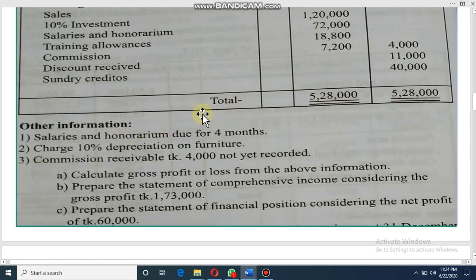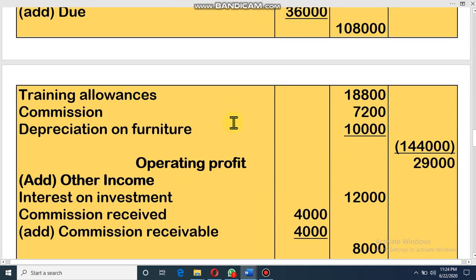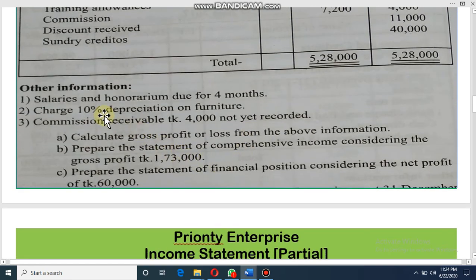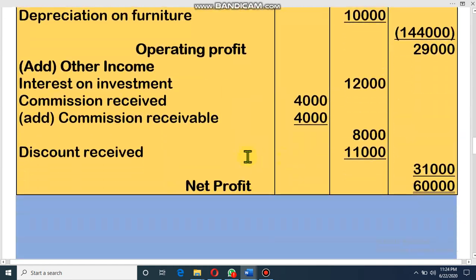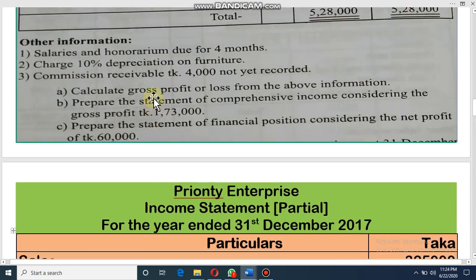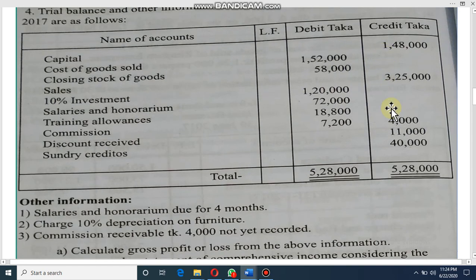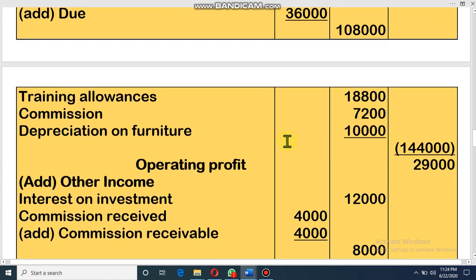Then 10% of 1 lakh equals 10,000. So this 10,000 is depreciation of furniture. Maybe it is a printing mistake, dear student. Of course you will write in your books furniture 1 lakh. Then 10% of 1 lakh is 10,000. This is depreciation of furniture, because in the adjustment it is given that we have to charge 10%. So there must be furniture in the math, and I have calculated it as 1 lakh taka.